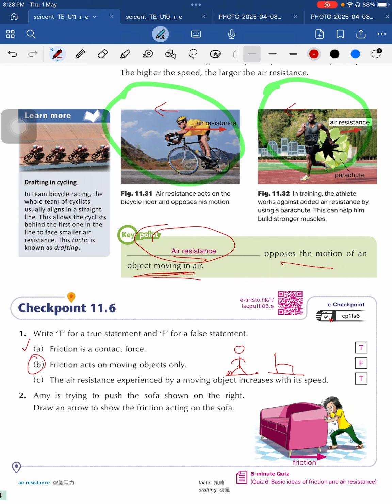And the resistance experienced by a moving object increases with its speed. Yes, that means if you make a pushing force on the chair, you find that the friction will be larger, and also the air resistance. So let's have this. You need to draw an arrow to show the friction. The friction will be opposed to the direction of your motion.